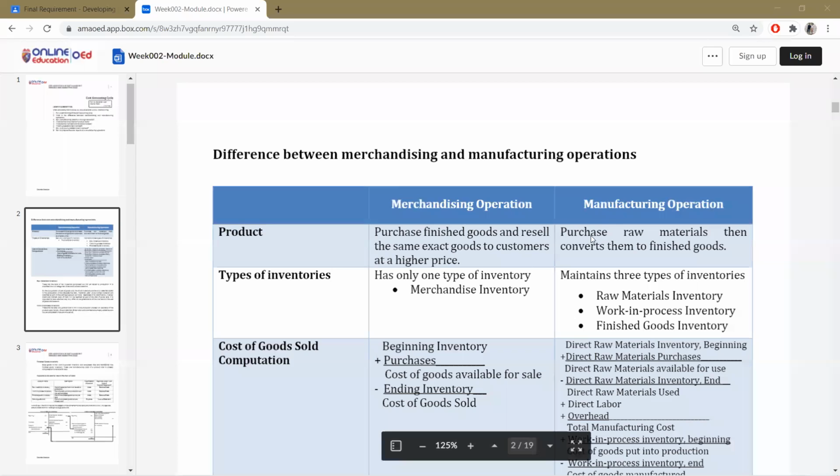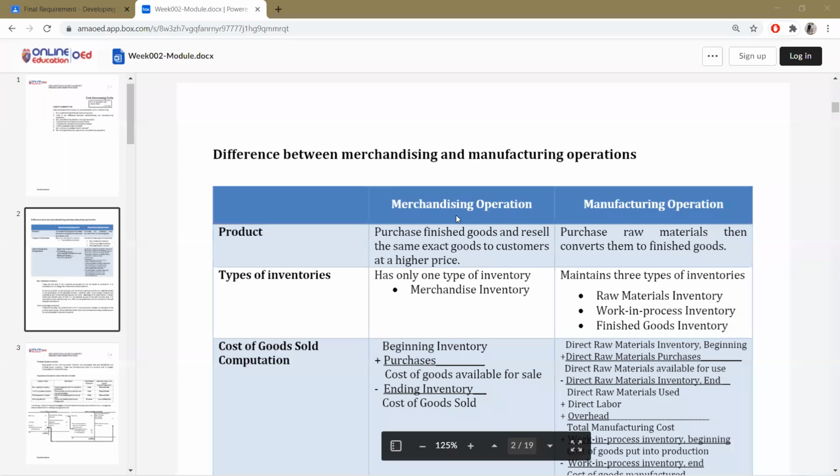On the other hand, a manufacturing operation or manufacturing company purchases raw materials and then converts them into finished goods. So it undergoes processes, such as in the case of a ballpen manufacturing company, the assembly department, putting in the ink. I'm not sure what the exact process is, but there are different stages in converting the ballpen into its final form. Okay, so we have here the types of inventories.